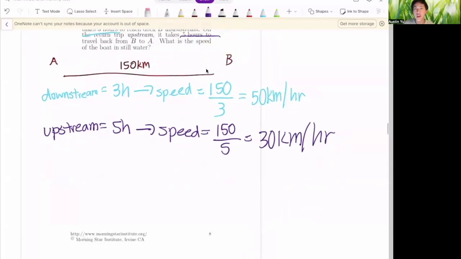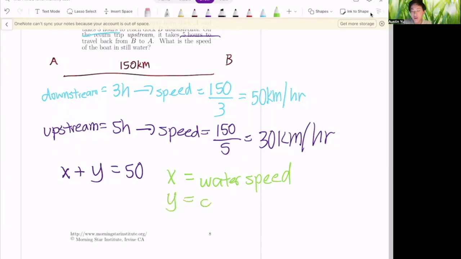And then now the equation that we're given is simply when we add up the total time downstream and upstream. This is going to be x plus y equals 50, right? Because that is essentially calculating the downstream time. And then we have to do the same for the upstream time as well. So I'm just going to say that x is the water speed and y is going to be the current.